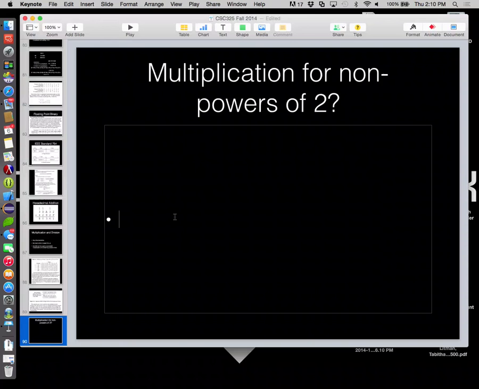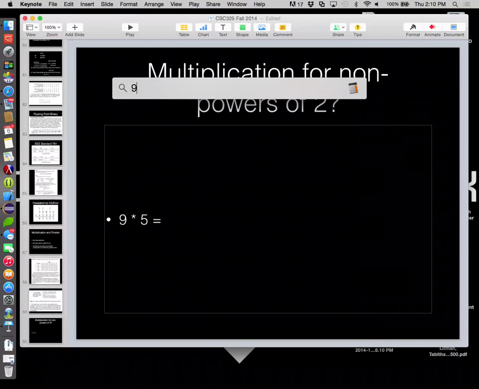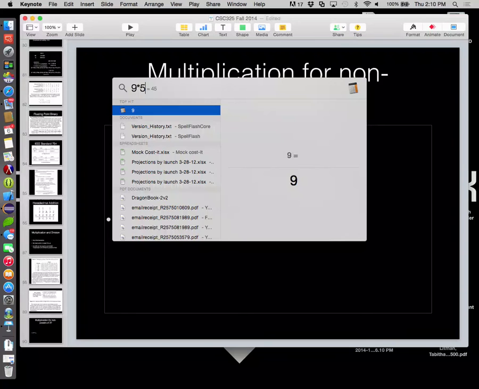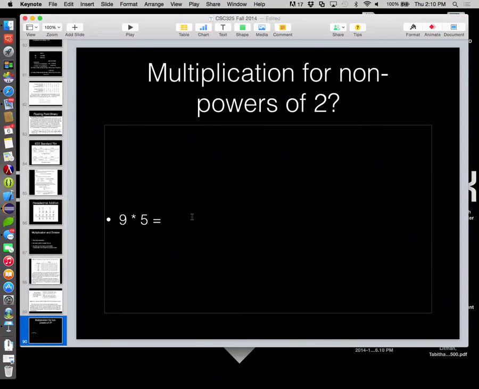So let's say that I'm taking the number 9 and I'm multiplying it by 5. Well, 9 times 5 is what? Nine times 5, 45, right? All right, 45, that's the answer we should get. How do we write 45 in binary?